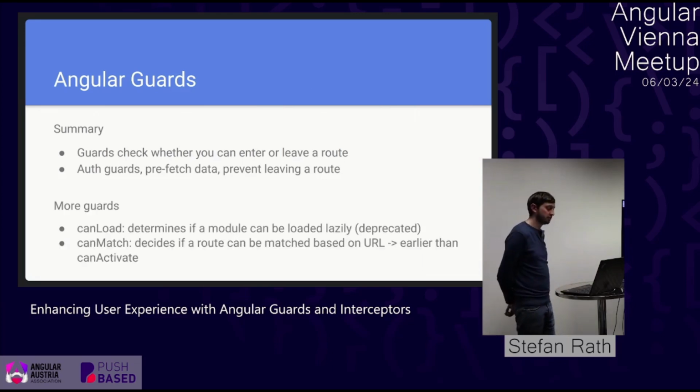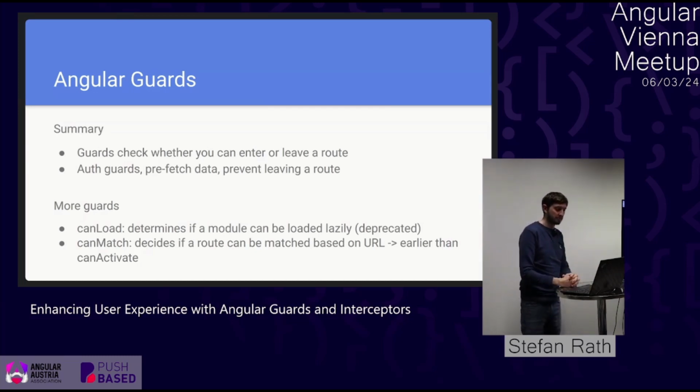There is the canLoad guard, which is deprecated in favor of the canMatch guard. And the canMatch guard decides if a route can be matched based on the URL, and it hits earlier than the canActivate guard. And I haven't used canMatch in a very long time. This is why I'm also not presenting it. I only want to present things that I worked on recently, but it's a cool feature.